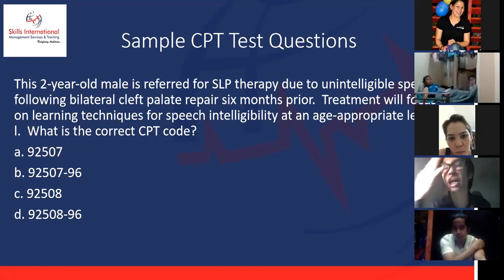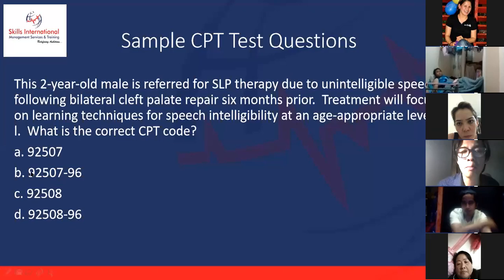So you know, in the exam, some choices will be very close to each other and just confusing. Some are just structures. That's why you really need to rely on your book and understand that each code is for a different procedure or pertains to a different specific scenario. So the answer here is 9250796.